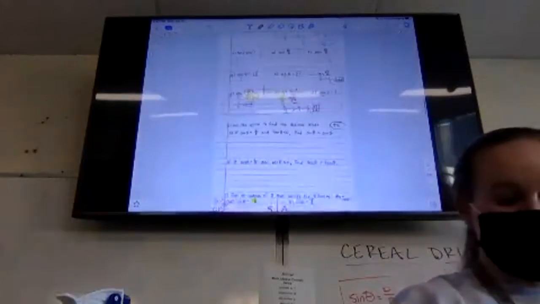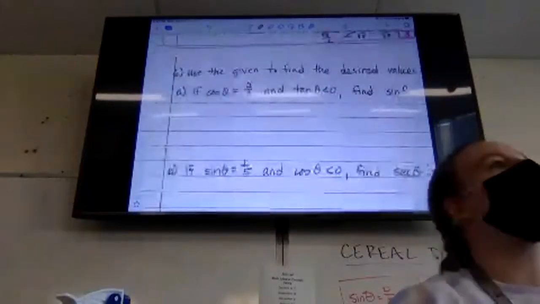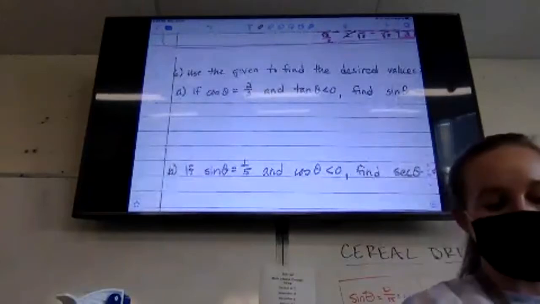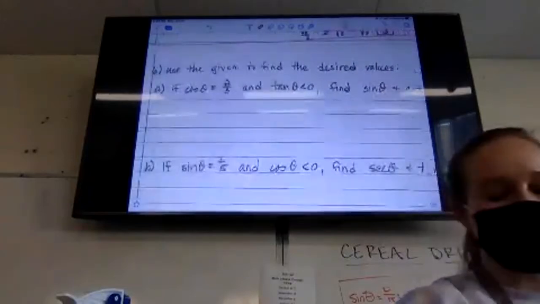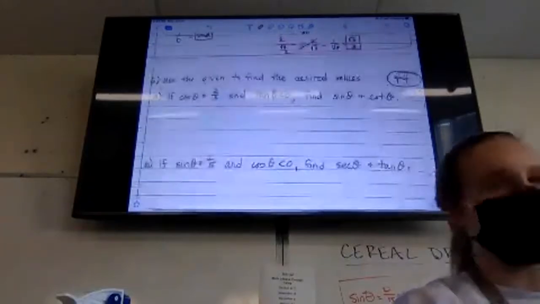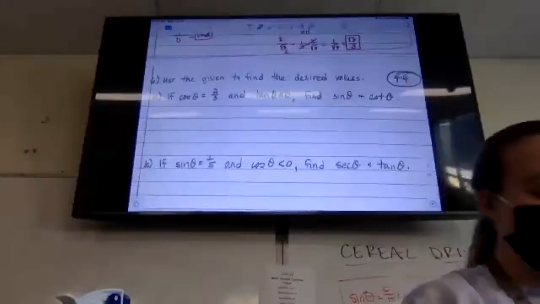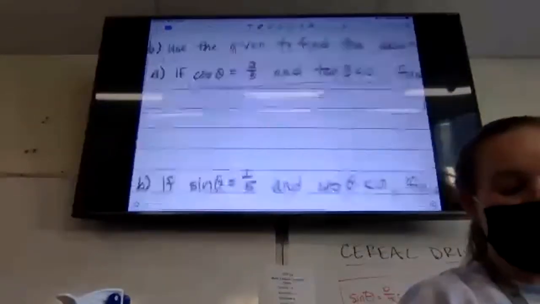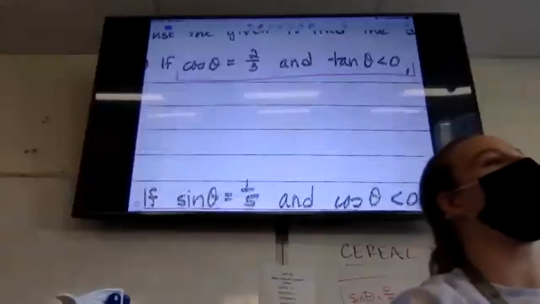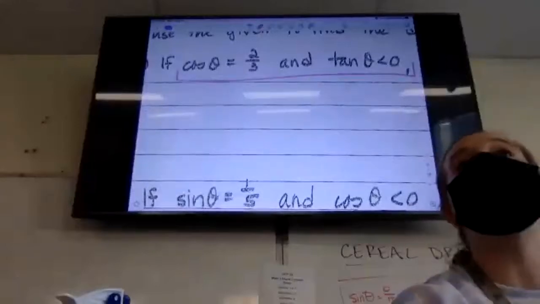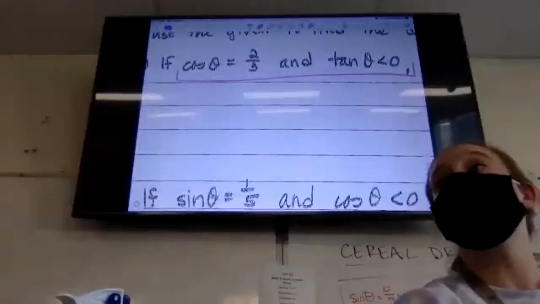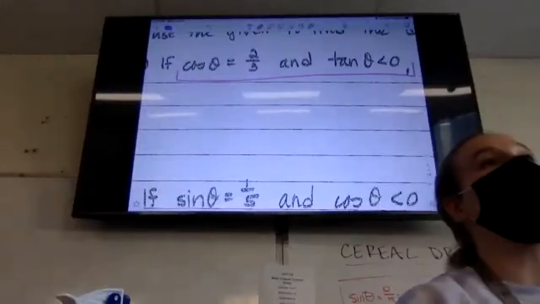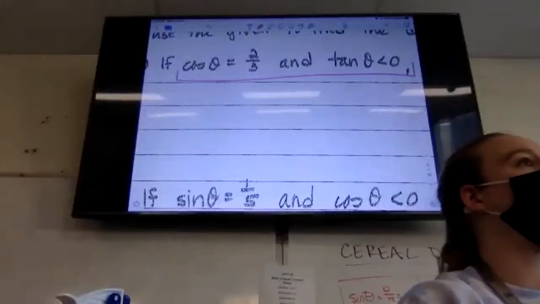And this one says use the given to find the desired values. So it says if cosine of theta is 2/3 and tangent of theta is less than 0, find sine and cotangent. I'm only going to worry about the if right now. Just like we've been doing before, if I don't give you a picture, you got to draw a picture. But I don't want just any picture. The if tells you what picture to draw and where.